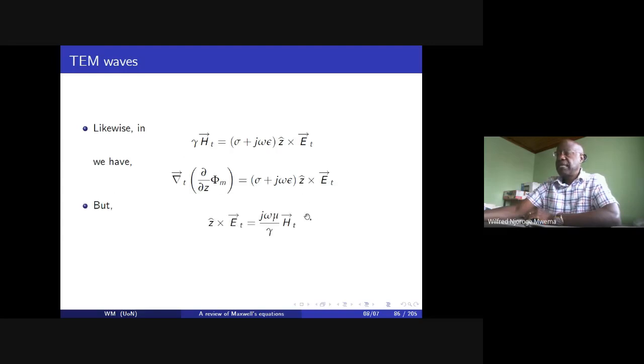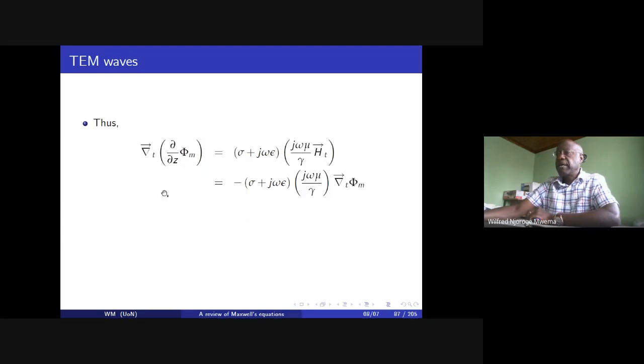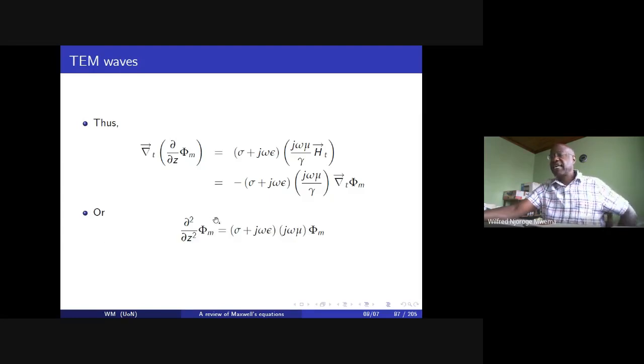What we do is put in the value of the cross product of E_t and z, as shown there, and then we have the following expressions. We drop out the dels and multiply through by gamma, and we get a similar result, where the second derivative with respect to z of the magnetic scalar potential phi_m is given by (sigma plus j omega epsilon) and j omega mu multiplied by phi_m. Again, we see that this one is similar to the other, and now we make some definitions.